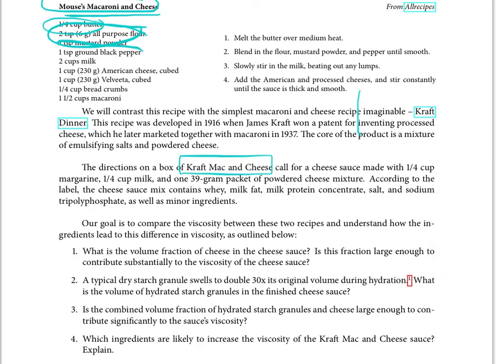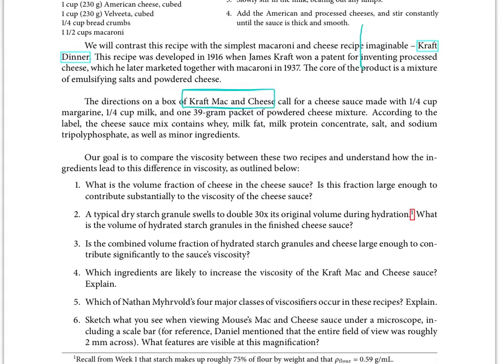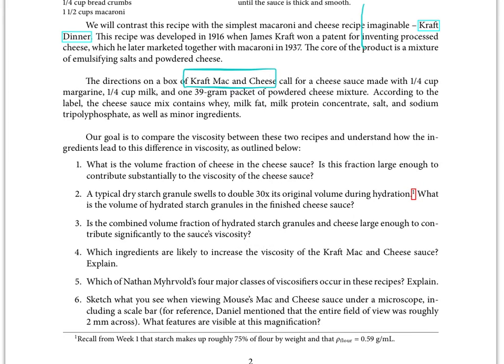First, we asked you to calculate the volume fraction of the cheese. Is it large enough to contribute significantly? Then we say, what about the flour? And there is this amazing thing that we told you in lecture that this problem asks, which is that although there's very little flour in this mixture by volume, there's only 6 grams by weight, the starch granules in flour swell to 30 times their original volume. So in terms of their contribution to volume fraction, there's much more. Then we ask you whether or not the combined effect of the two are enough to affect the viscosity. And then we ask you to, given this, think about the Kraft macaroni and cheese and what you think is going on there. So that's basically the point of this problem.